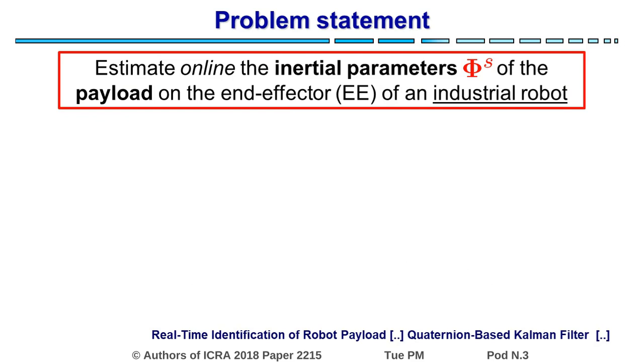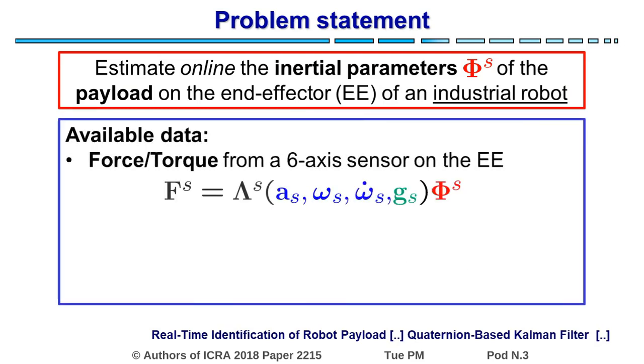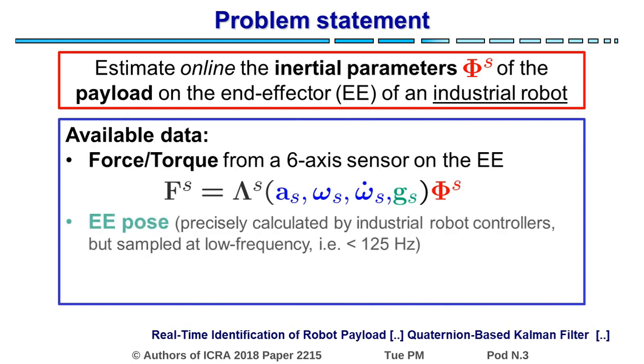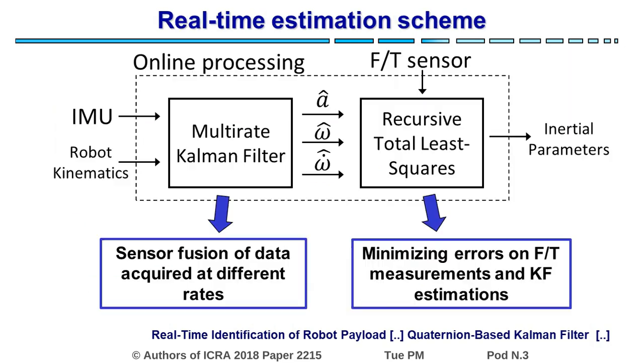industrial robot. The proposed solution relies on force torque measurements from a 6-axis sensor mounted on the end-effector, the end-effector pose as calculated by the industrial robot controller, available for user programs or external equipments at moderate sampling frequencies, and linear acceleration and angular velocities from inertial sensors sampled at higher frequencies.